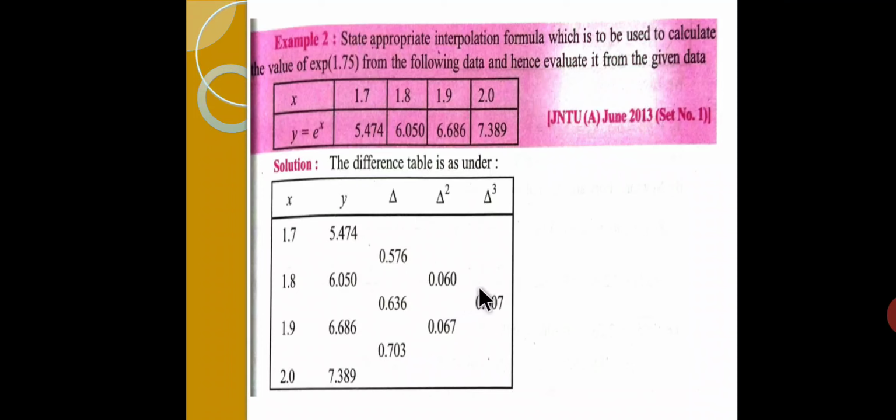Now in this table we have the values: y0 is equal to 5.474, delta y0 is equal to 0.576, delta square y0 is equal to 0.060, and delta cube y0 is equal to 0.007, and the interval difference h is equal to 1.8 minus 1.7, which is 0.1. So the interval difference between the argument values is 0.1. In the formula we substitute the starting values of the table this way.